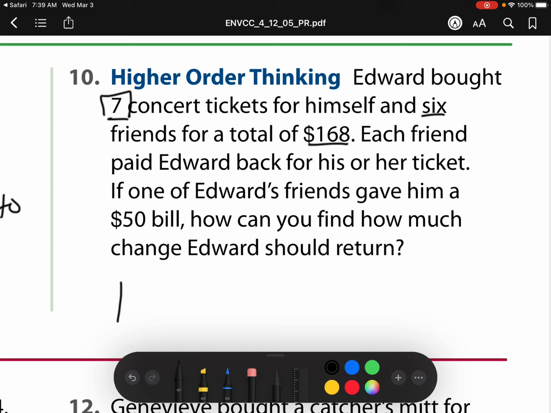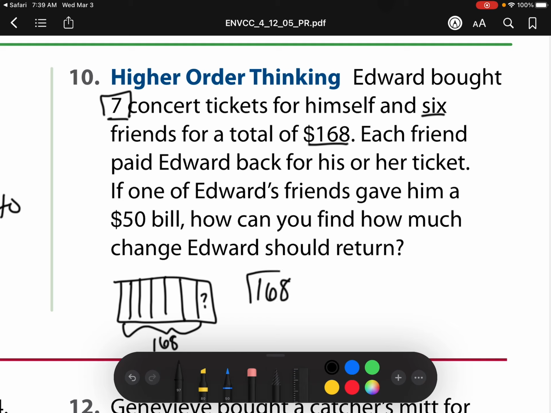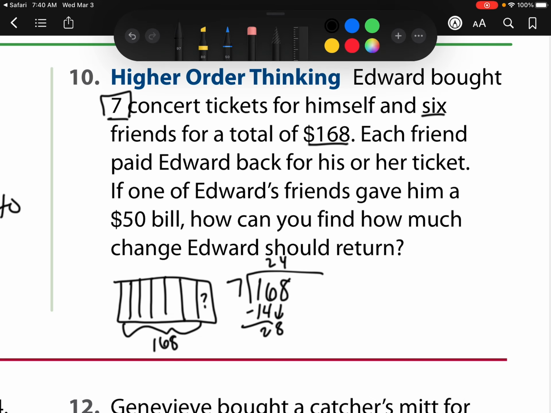So again, we're going from something large, $168, being split up into 7 groups. 1, 2, 3, 4, 5, 6. So how much does one cost? Well, that's 168 divided by 7. And oh, I made a mistake. There it goes. So our answer is 24. Is it? So remember, that's just how much one ticket cost.